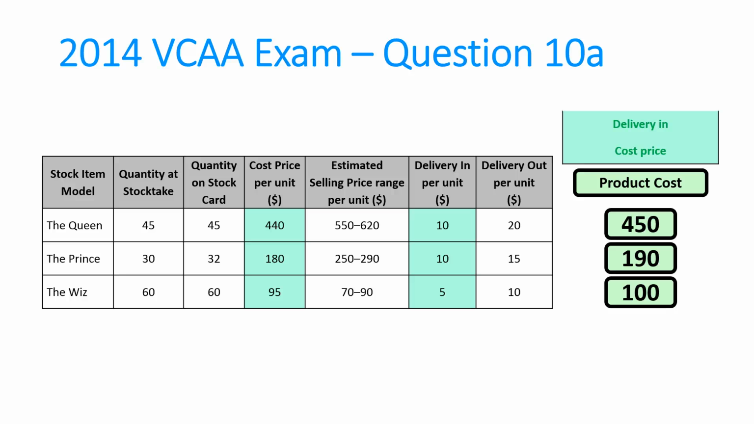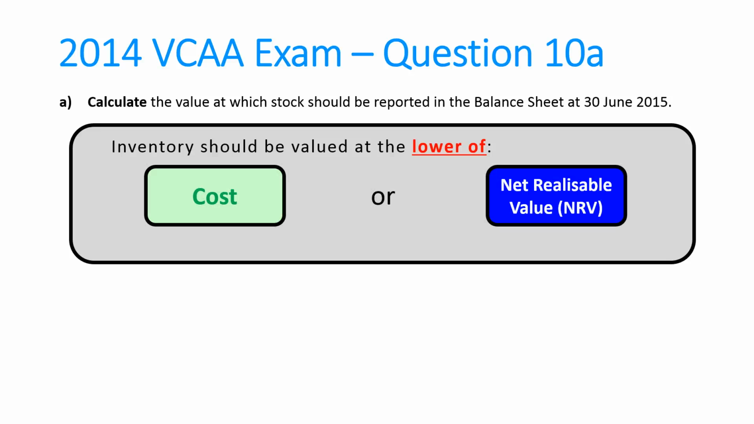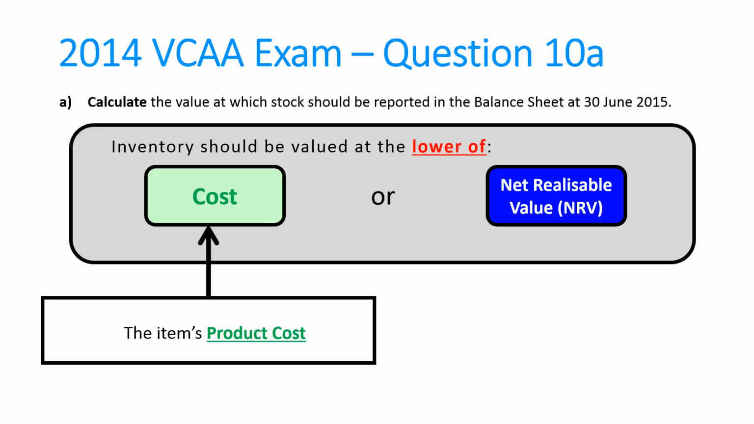So now I have the cost of each unit. However, I can't answer the question. I can't calculate the value of total stock, and that's because inventory should be valued at the lower of its cost, or if there's a net realizable value, we're going to use that if it's lower than the cost. So what do we mean by cost? We mean the number we just figured out, the product cost.